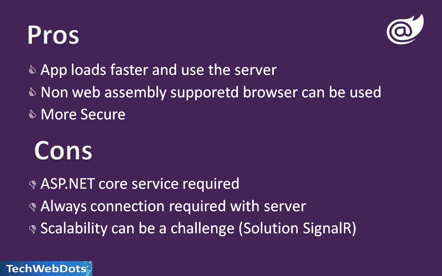So scalability can be a challenge, because when we talk about the WebAssembly hosting model, everything is processed on the client side. So there is no scaling issue, right? Every client is using their own machine to process their own request. But in the Blazor Server model, every request is processed on the server, so scalability can be a challenge. Even that can be solved using SignalR. We can host it on the cloud, so that can solve our problem.